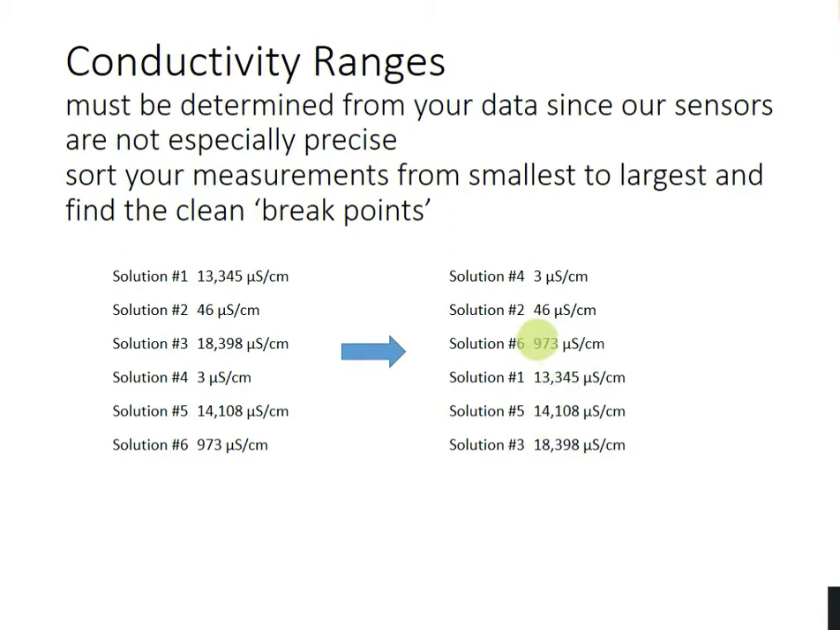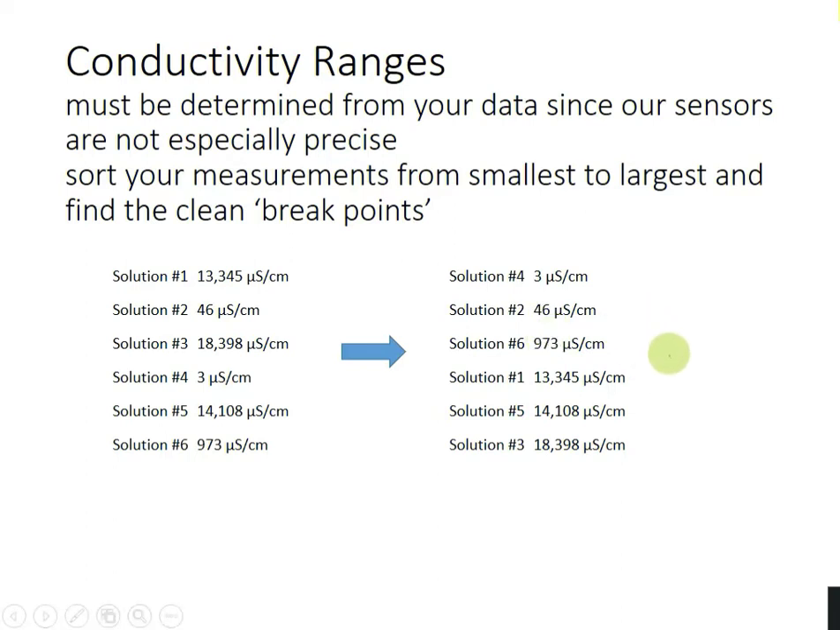There's a pretty big jump from 970 to 13,000, so I think this is a break point here. These three below are going to be very high readings. Now I have to decide where to draw the line between non-electrolyte and weak electrolyte. Some of this is a judgment call, but between 3 and 46, 46 is still pretty low. Usually under 100 we're thinking is still in the non-electrolyte range. So I'm going to make the break point between 46 and 973.